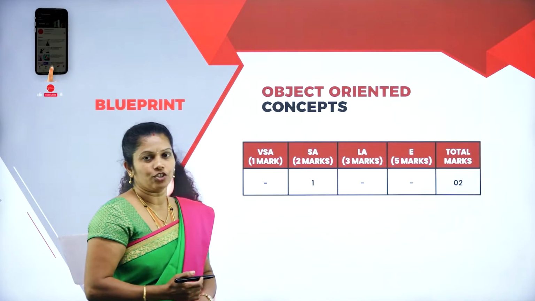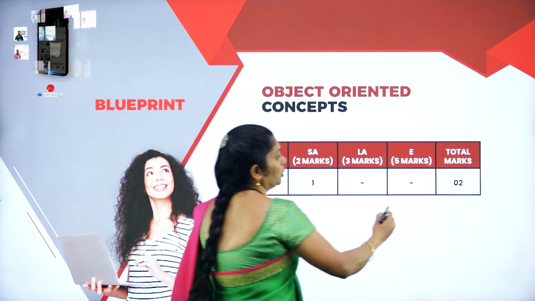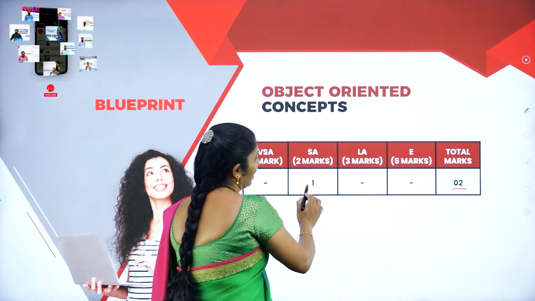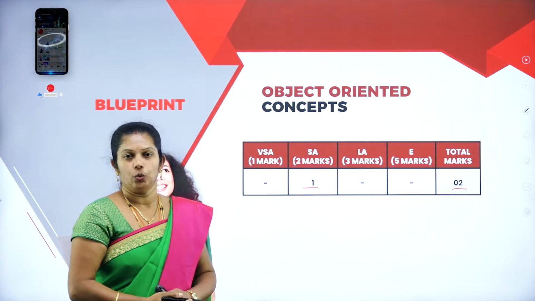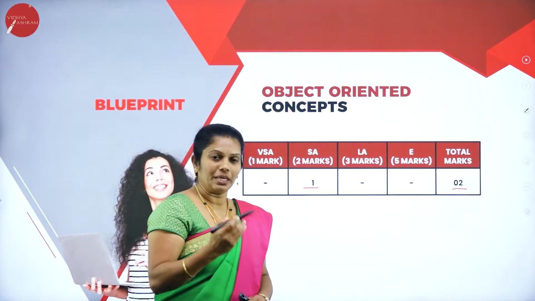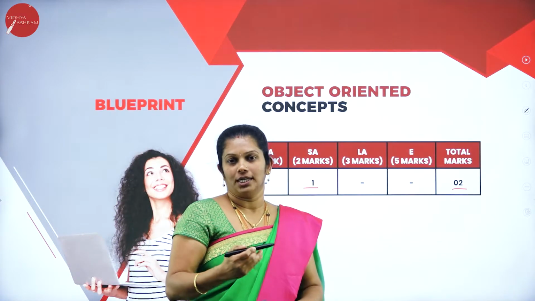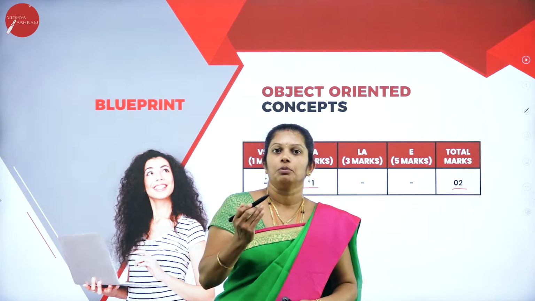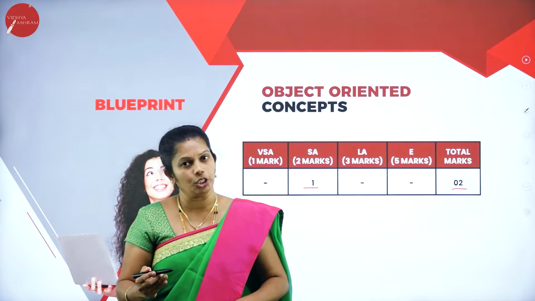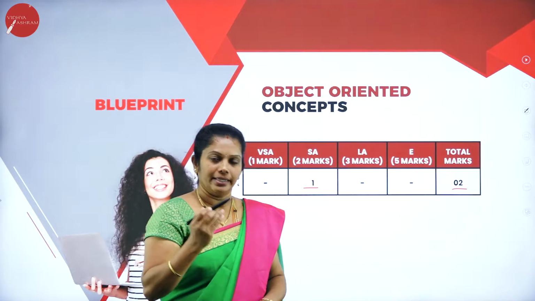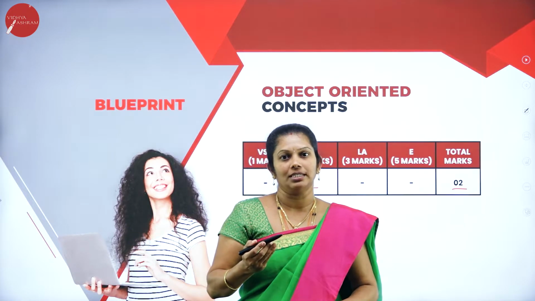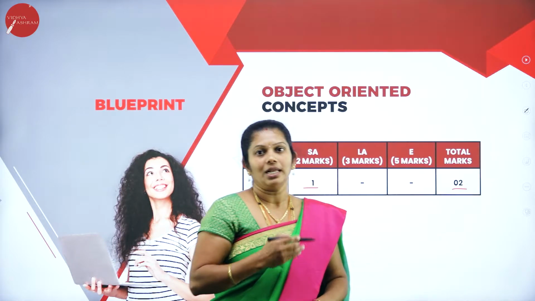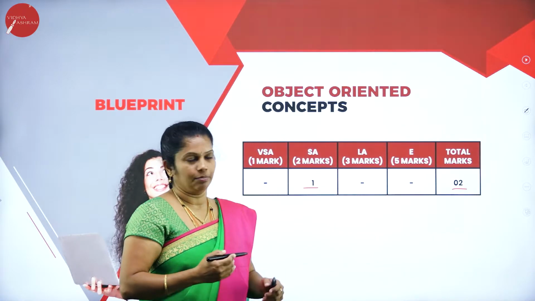The total weightage of this chapter in the annual exam is only 2 marks, only in Part B, only one question you will get. Like, what do you mean by class? What do you mean by object? What is the difference between procedural programming as well as object-oriented programming? Write the advantages, disadvantages as well as applications. Like that, you will get questions from this chapter.